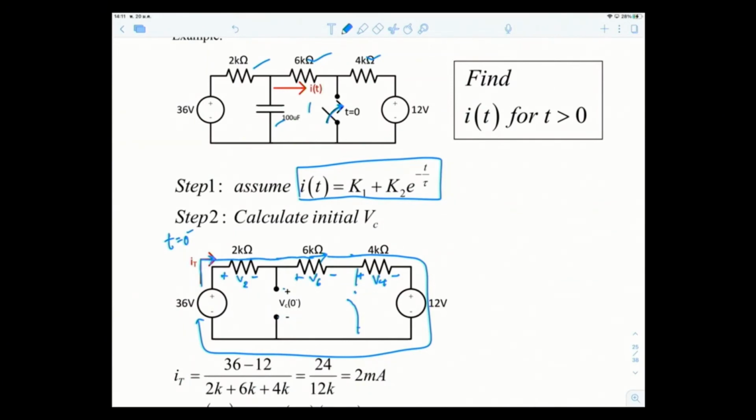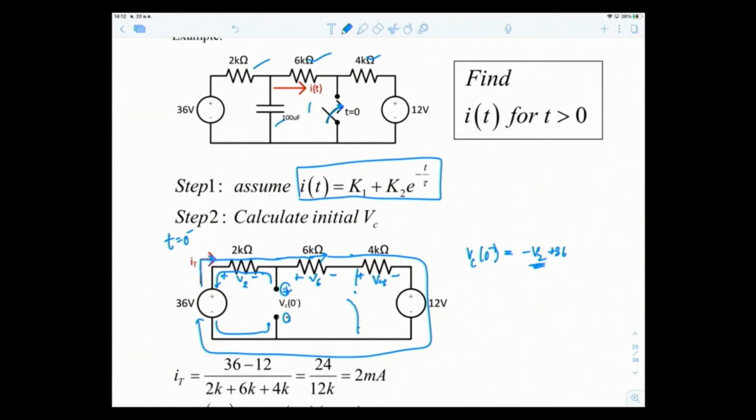Why do I want to find I total? The reason is that if I want to write down what VC 0 minus is, I want to find this, correct? Well, VC 0 minus equals, and then I walk from the positive to the negative. So equal to minus V2, because I walk this way and I see minus V2, and then I walk from positive back to the negative of VC 0 minus. So going here, it's minus V2 plus 36, and then I reach the negative side. Therefore, my VC 0 minus is equal to minus V2 plus 36.